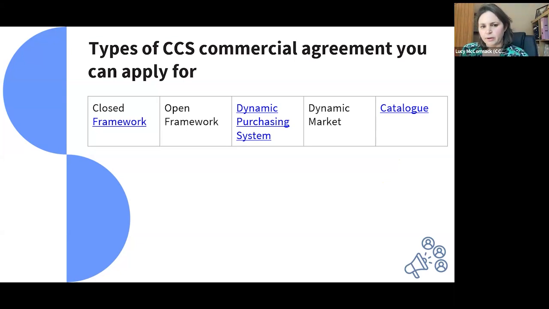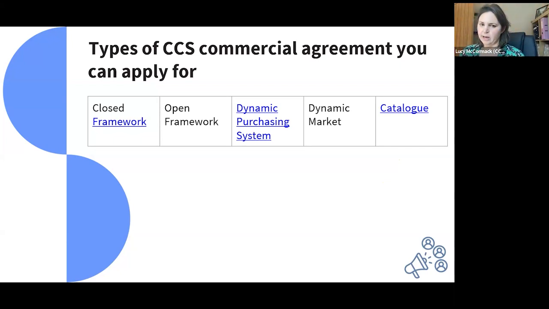A closed framework, as opposed to the open framework shown here, means that no supplier can join the framework following the award. So once the procurement has been run, suppliers have been evaluated against the award criteria and successful suppliers have been appointed. It's then closed to other suppliers wanting to join during the life of that agreement. So it remains closed for the duration of the agreement.